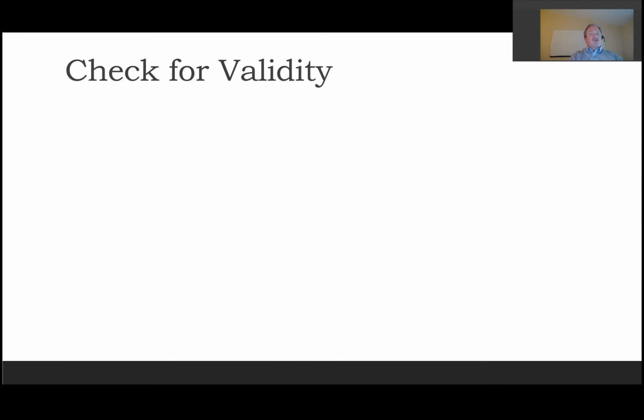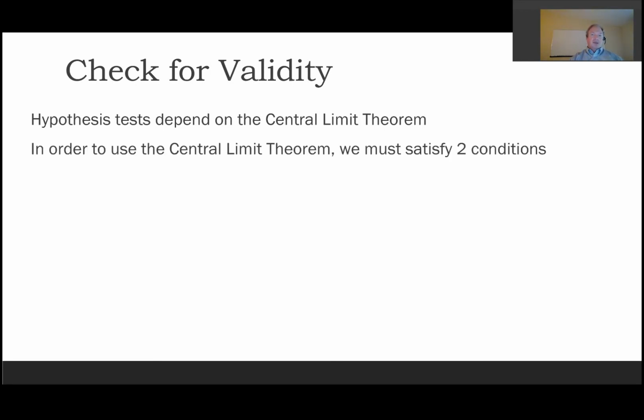So what does it mean to check for validity? Well, the thing you have to understand is that the central limit theorem is kind of like the rule of law in statistics. Everything is based on it. And hypothesis tests specifically have to use the central limit theorem in order to work. And we know that in order to use the central limit theorem, we have to satisfy two conditions. We need a good sample, which means, first of all, that the sample has to be random.